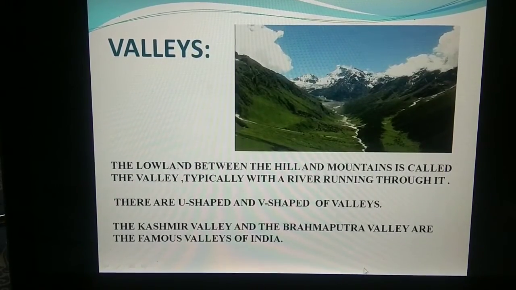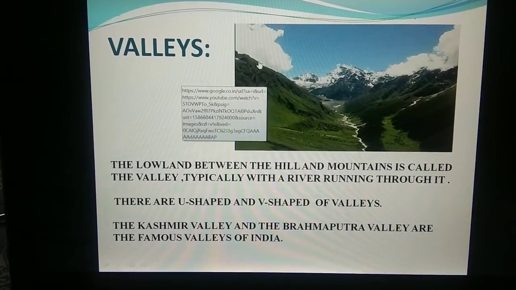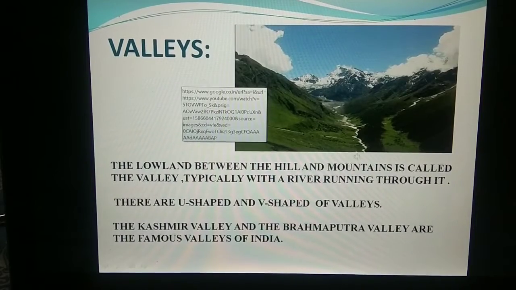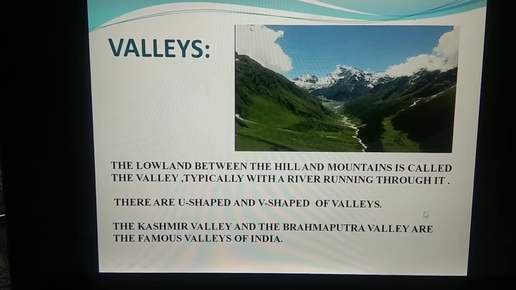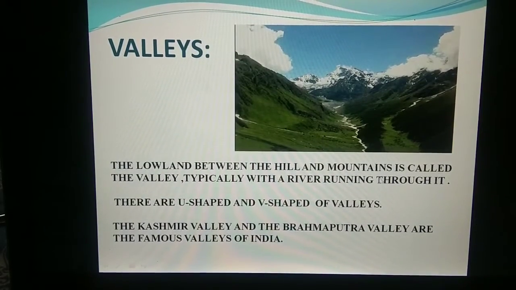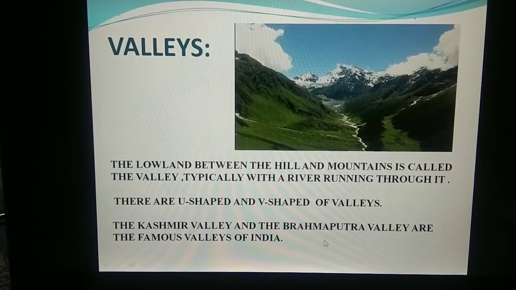Valleys. The lowland between the hills and mountains is called a valley. Look over here. These are the two mountains, and the valley is over here, this line. Typically, there is a river running through it. Mostly rivers flow through the valleys. There are U-shaped and V-shaped valleys. The Kashmir Valley and the Brahmaputra Valley are the famous valleys of India.